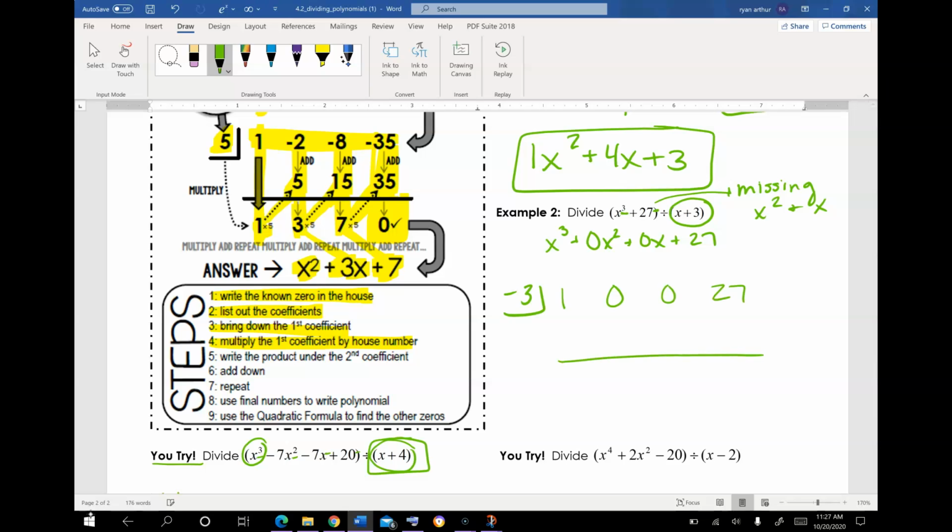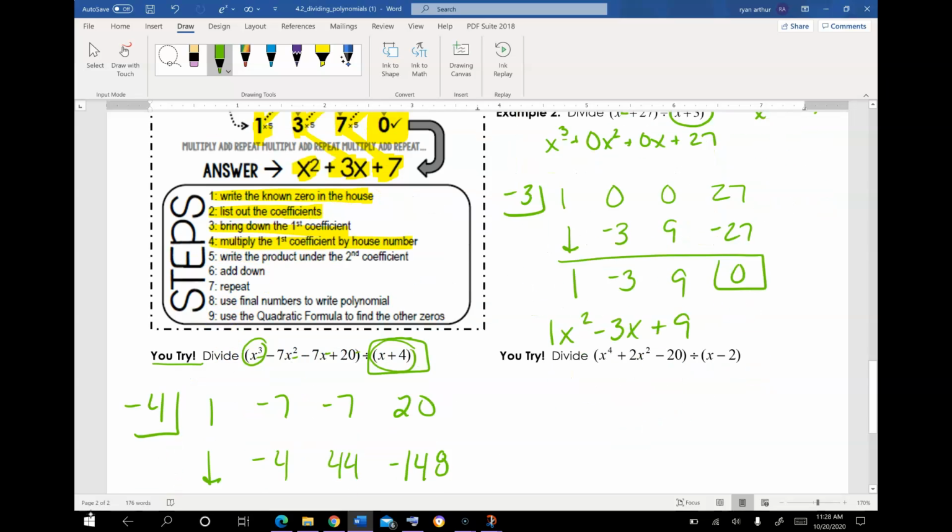Set it up. Drop the first number down. Multiply. -3 times 1 is -3. Add. -3 times -3 is 9. Add. -3 times 9 is -27. Add it, and that's your remainder. So it's a remainder of 0, so I don't have to write it. So we started with a cube. We're going to end with a squared. So this is going to be 1x squared minus 3x plus 9. And that will be your answer.